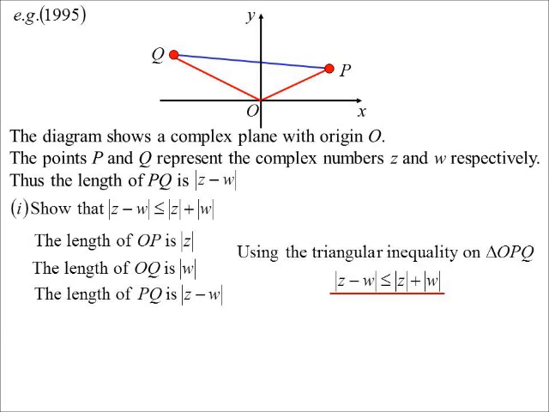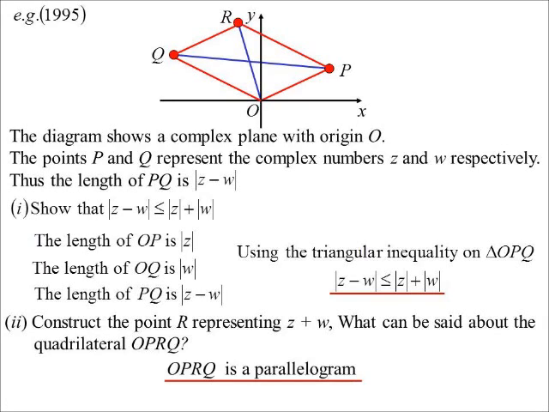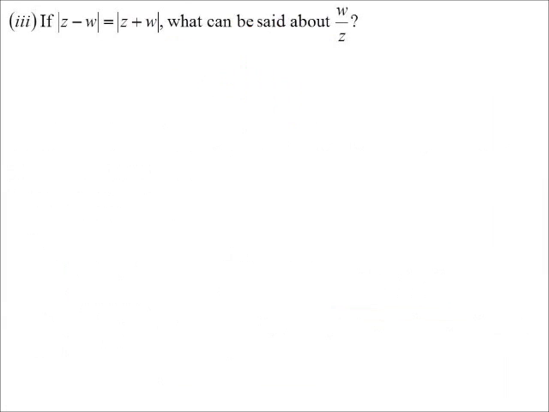Okay. They want us to now find R, which is Z plus W. So the first thing, we have to locate that point. But then they said, well, what can be said about the quadrilateral OPRQ? So now we want to add the two together. So I slide one, or create the parallelogram. Oops, I gave away the quadrilateral. And that blue vector, or R's the point, would be Z plus W. What can be said about the quadrilateral? Well, it's a parallelogram.